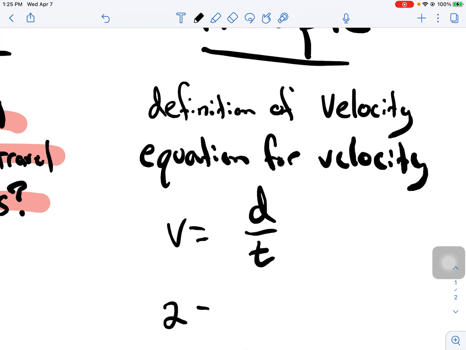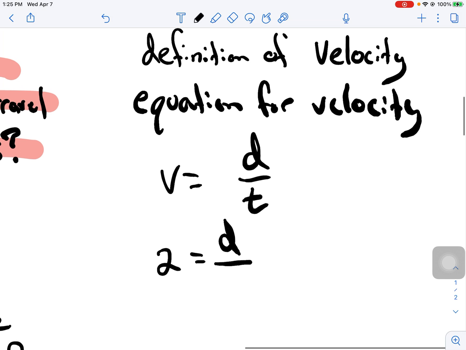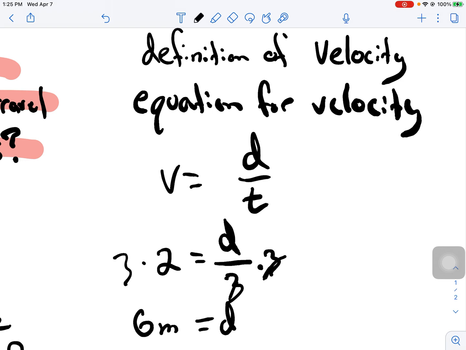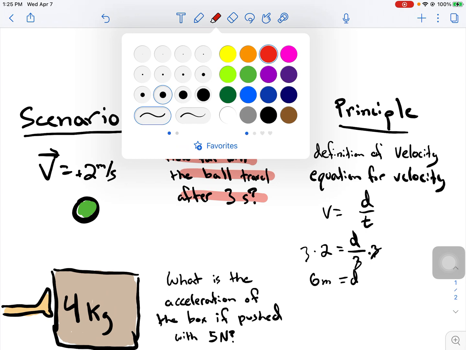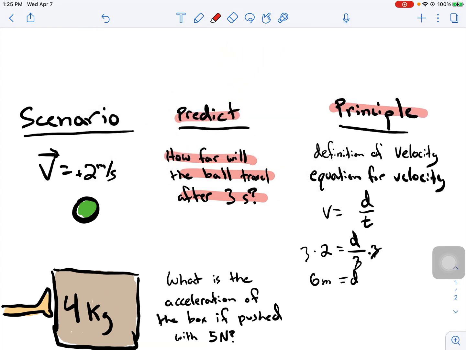And if the velocity was 2 and the time was 3 seconds, you cross multiply, these cancel out, and you end up knowing that the distance was 6 meters, just like we calculated it before. So what scientific principle allows us to make a prediction? Well, it's the equation for velocity, or the definition of velocity in this case.